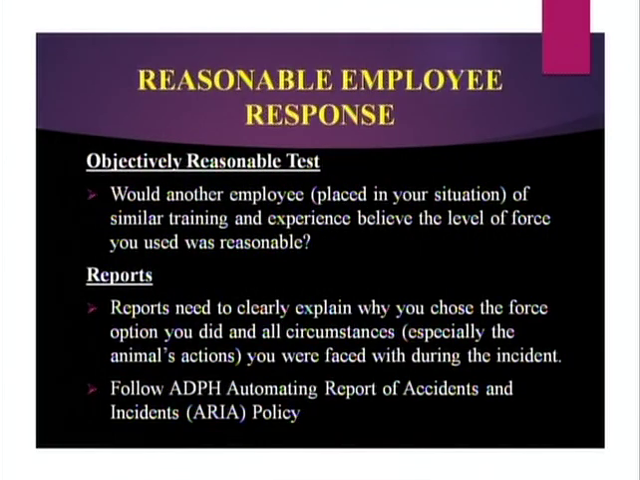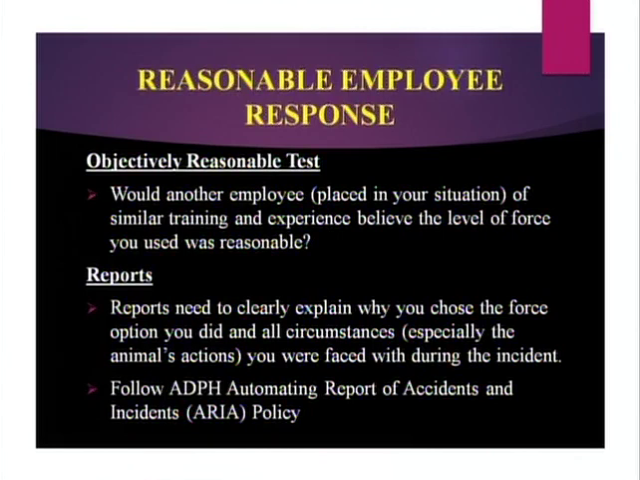So the reasonable employee response, and this is very critical, is based on the objective reasonable test. And I say objective reasonable test. It didn't say subjective reasonable test. Would another employee placed in your situation with similar training and experience believe the level of force you used was reasonable? So we're comparing apples to apples, not apples to oranges. That's where this training comes in, and ongoing training, coming up with hypotheticals and talking it over with your supervisors and other co-workers on a reasonable employee response.